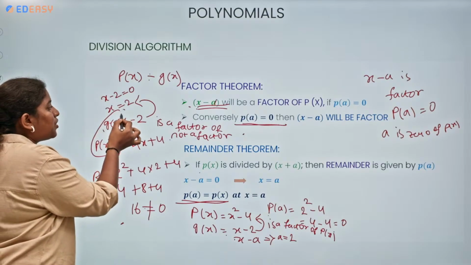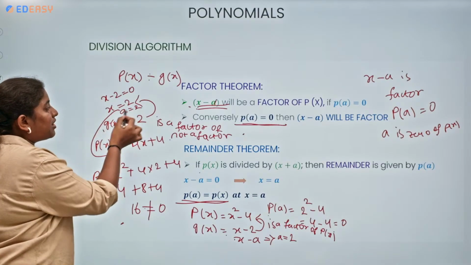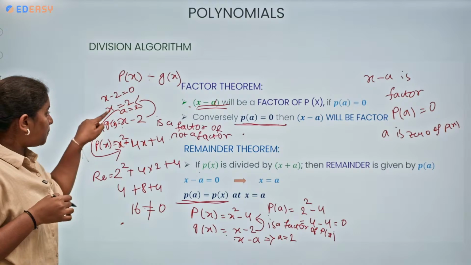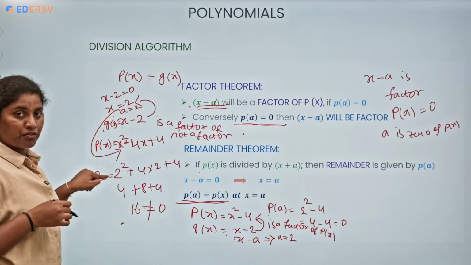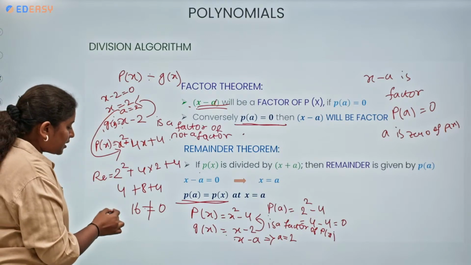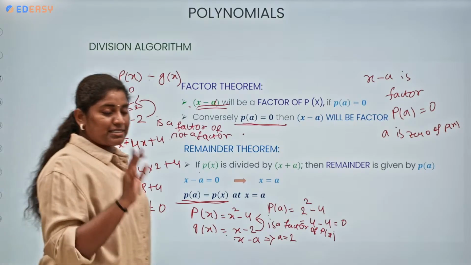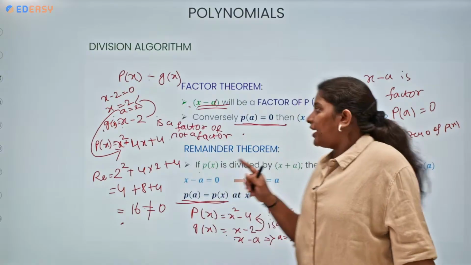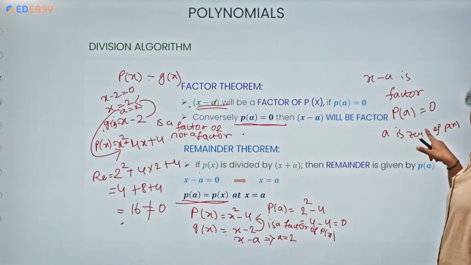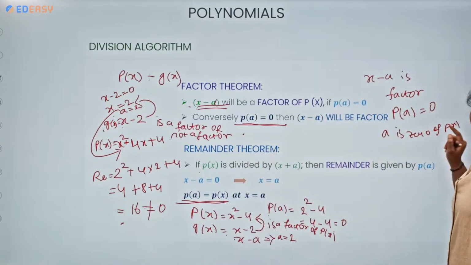Now this is your a value, right? A value we got as 2. Now place that value in your p of x. So what will the remainder be? The remainder will become 16. Clear? Simple. The thing is, if x minus a is a factor, p of a will become 0. Now a will become the 0 of p of x.